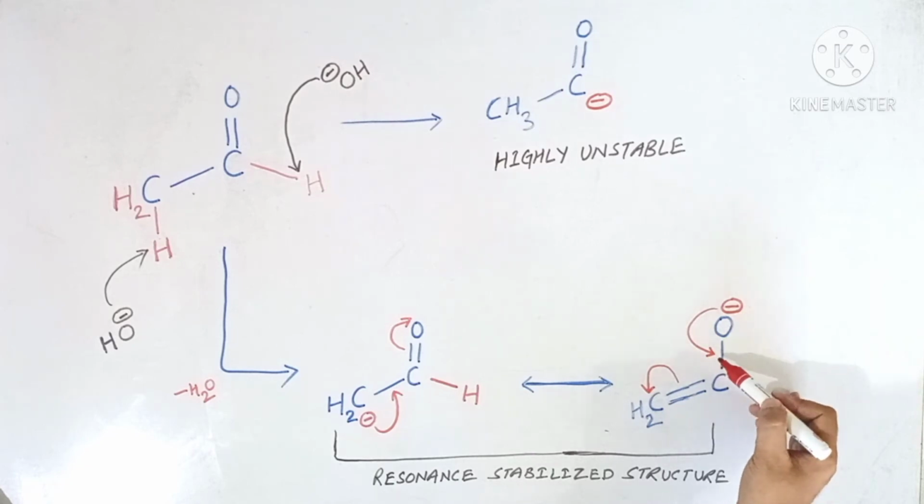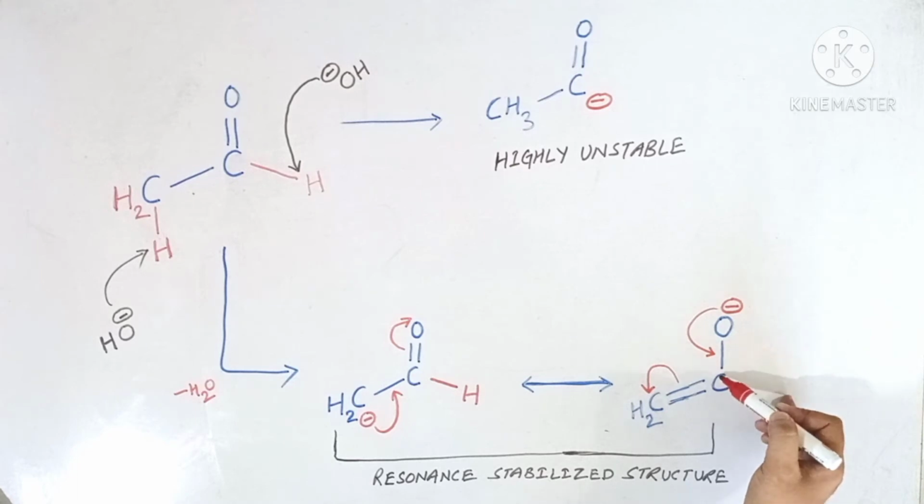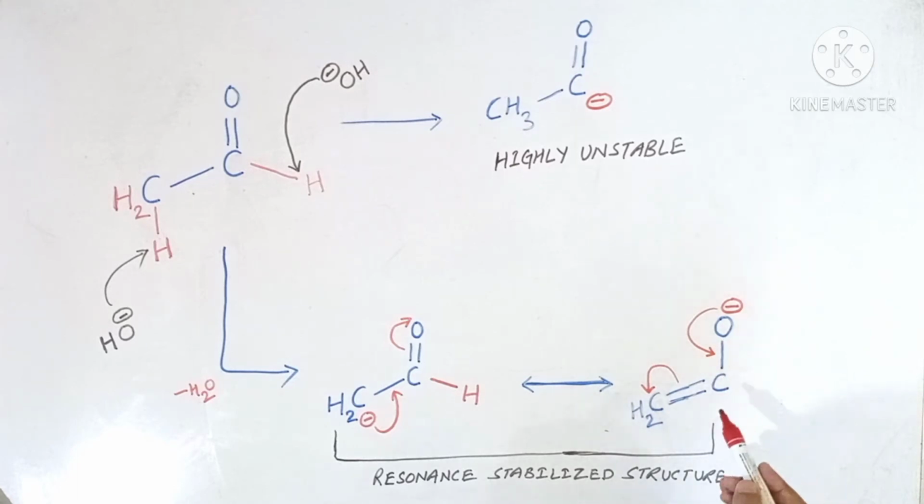Here again you can see the same mechanism. This negative charge again goes to the oxygen-carbon bond, in between the oxygen and carbon, and here again simultaneously the double bond electrons shift to the carbon. So again this species will develop. So the species which developed here gets stabilized by resonance.